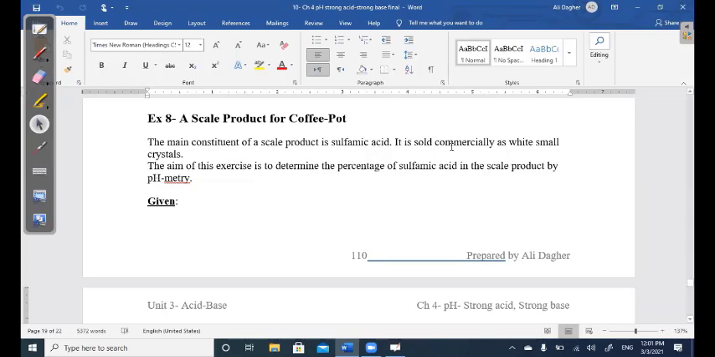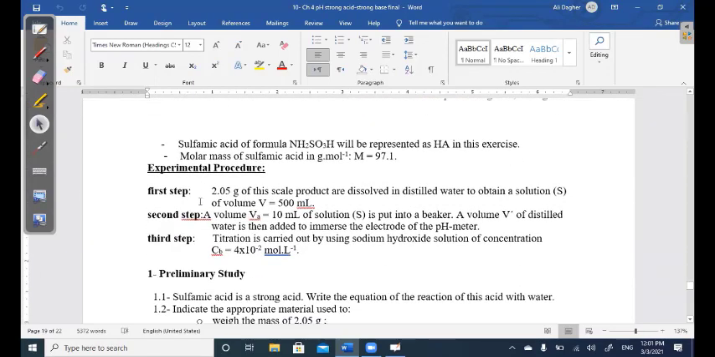It is sold commercially as white small crystals. The aim of this exercise is to determine the percentage of sulfamic acid in the scale product by the pH method. Given: sulfamic acid of formula NH2SO3H will be represented as HA in this exercise.